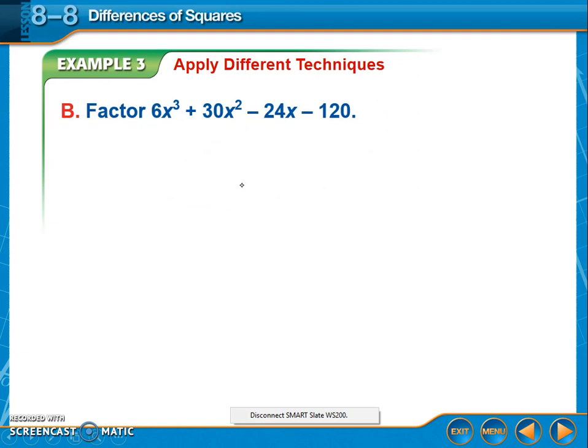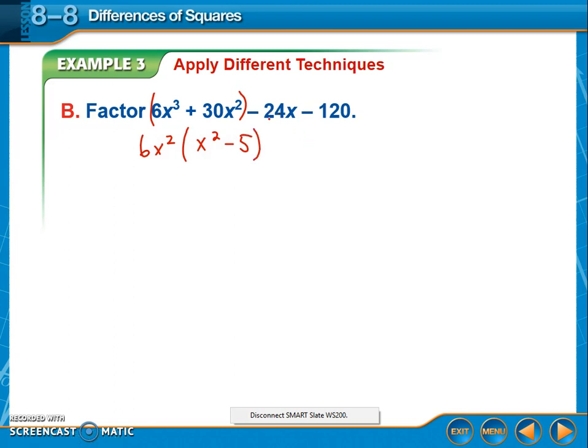Okay, so looking at this one, we want to factor this by grouping. So looking at my first two terms, I see that they both go into 6, and they have x squared. So I'm going to pull out 6x squared. And what I'm left with is x squared minus 5.